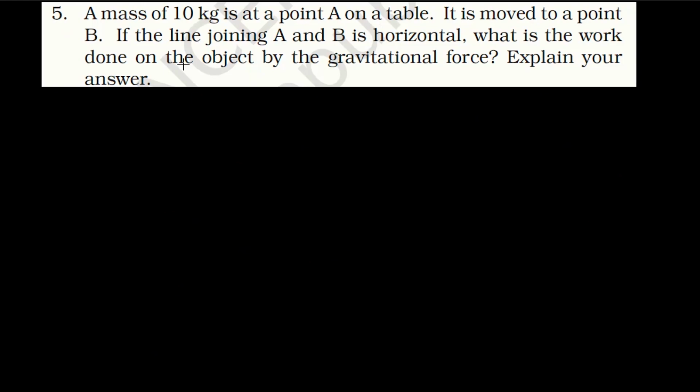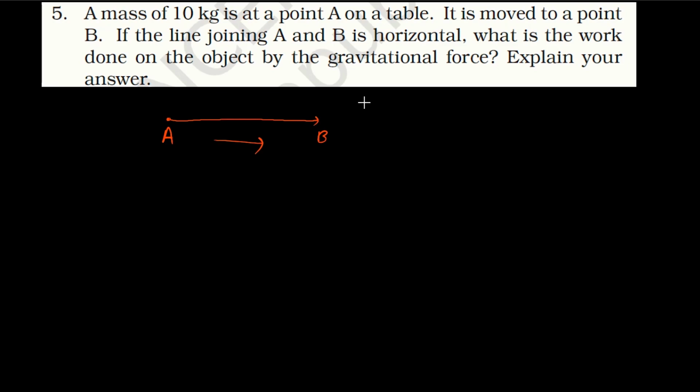Okay, this is our next question. What this question is saying is that a mass of 10 kg is at a point A on a table. Okay, consider that this is the point A. Okay, it is moved to a point B, right? Now it is moved like that to point B, right? If the line joining A and B is horizontal, simply the line joining A and B is the horizontal line, it is in this direction.